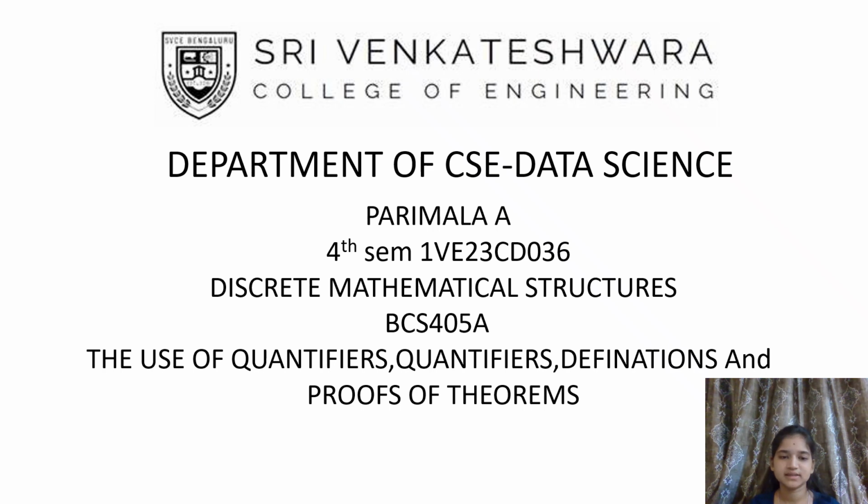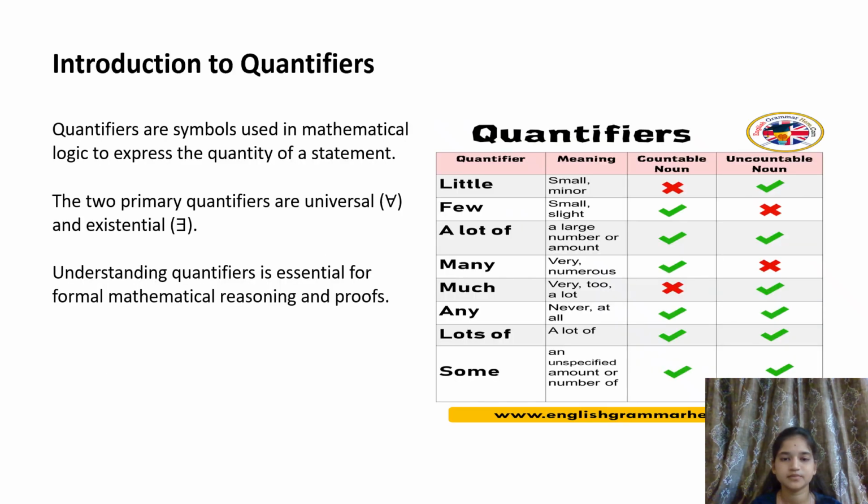And today's subject is discrete mathematical structures, and the topic is the use of quantifiers and its definitions and proofs of theorems. So here is the introduction to quantifiers, where the quantifiers are the symbols used in mathematical logic to express the quantity of the statement. And the two primary quantifiers are universal and existential. Understanding quantifiers is essential for formal mathematical reasoning and proofs.